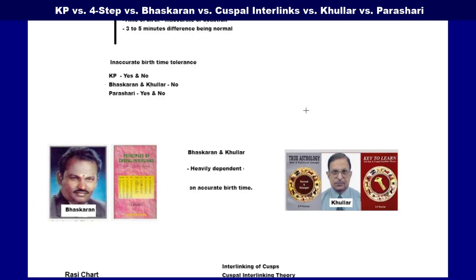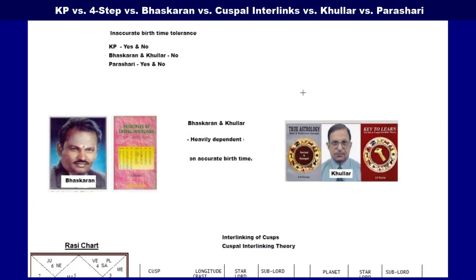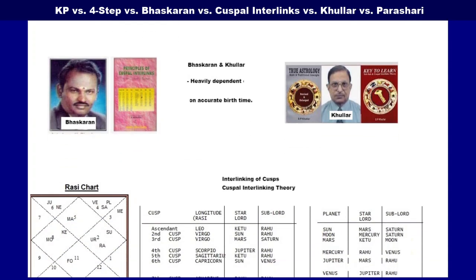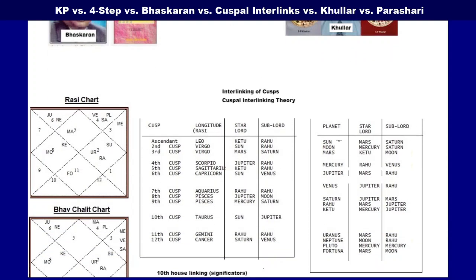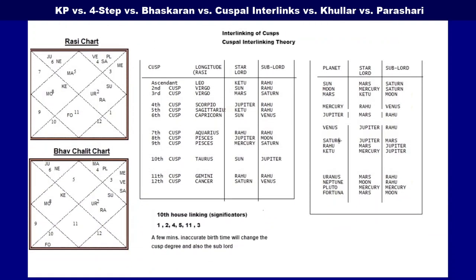If you are not aware of how this method works, I'll just give you a very short glimpse of how this interlinked method, the one propounded by Bhaskaran and supported by Khullar, works. Let's take this example chart. Now in this example chart, let's say that we want to find out the significators of the 10th cusp.